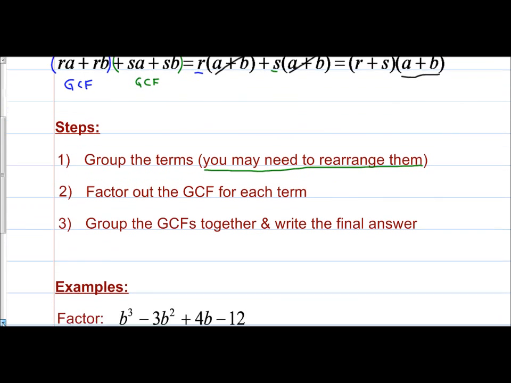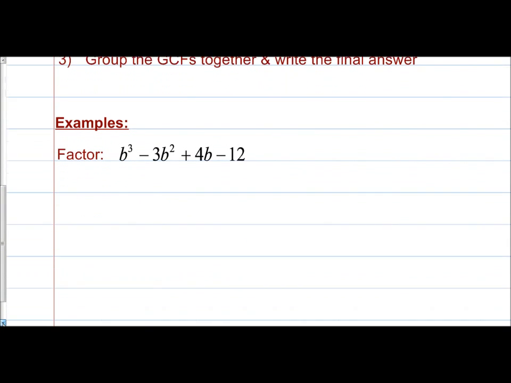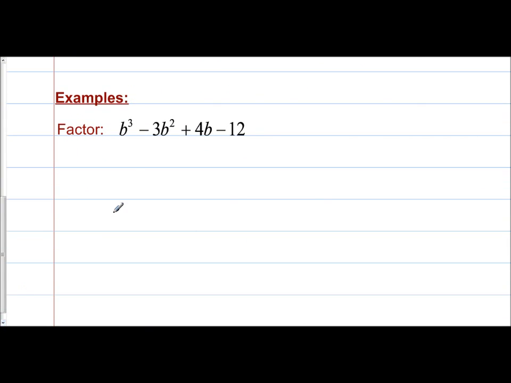So let's try a walkthrough problem. I have b cubed minus 3b squared plus 4b minus 12. If I look at this, this can't follow any of my other techniques. All four terms don't share a GCF. I don't have a difference of squares. I don't have a factorable trinomial. So I'm going to try factoring by grouping because I have four or more terms. If I group them and focus on the first grouping, maybe try grouping this way, we can see what happens.